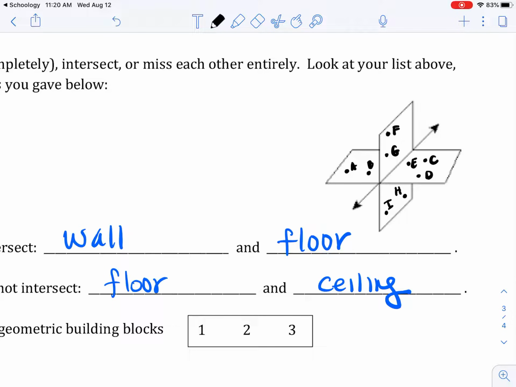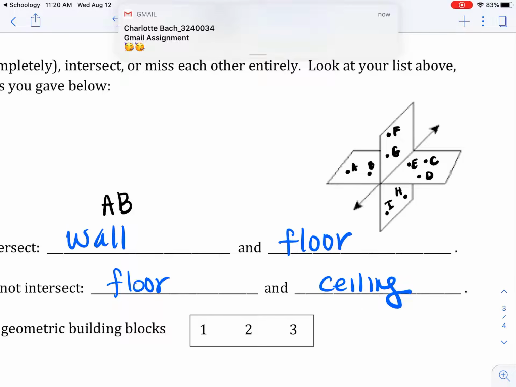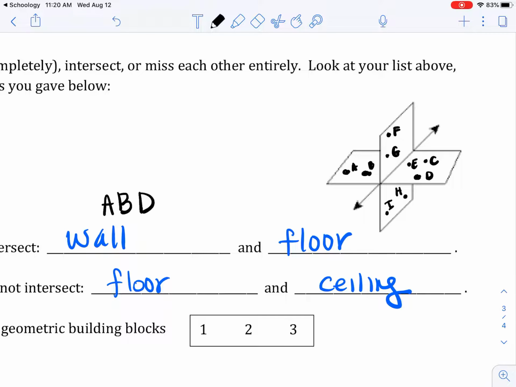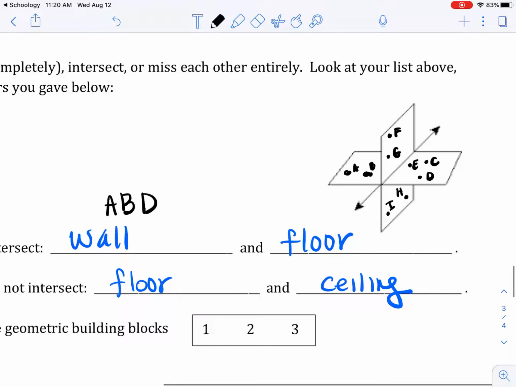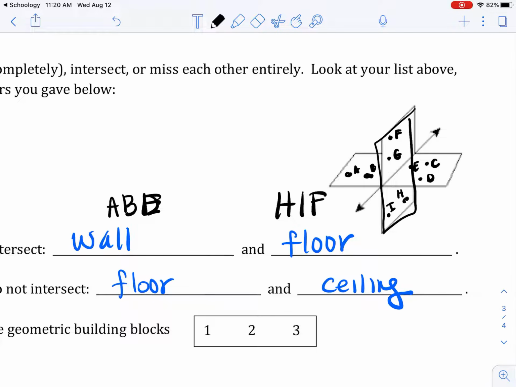Okay, if I was going to say planes that intersect here, I could say plane A, B, D, right? So A, B, D. And if you're like, they don't form a triangle, it's on an angle, so if I want to say A, B, E instead, just to make sure I don't confuse anyone, that's fine. And then this plane right here, I can call H, I, F. Those two intersect. Okay?